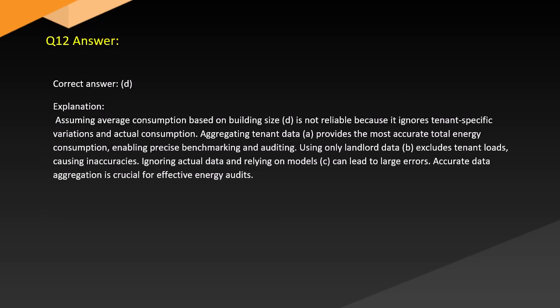Answer. Correct answer: D. Explanation. Assuming average consumption based on building size, D, is not reliable because it ignores tenant-specific variations and actual consumption. Aggregating tenant data, A, provides the most accurate total energy consumption, enabling precise benchmarking and auditing.